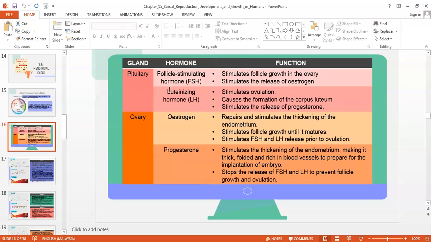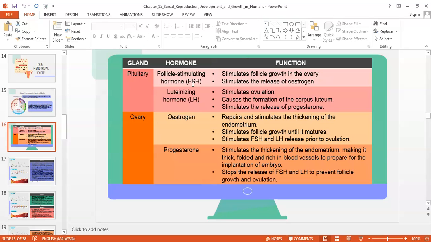Okay, there are 4 hormones, 2 hormones on top, follicle stimulating hormone and luteinizing hormone are released by pituitary gland. Dan kena ingatlah pituitary gland ni berada berdekatan dengan hypothalamus, dekat kamu punya bahagian otak tu. Dan kita ada ovary, kita ada estrogen, progesterone, which is dia punya tempat dihasilkan adalah di ovary.